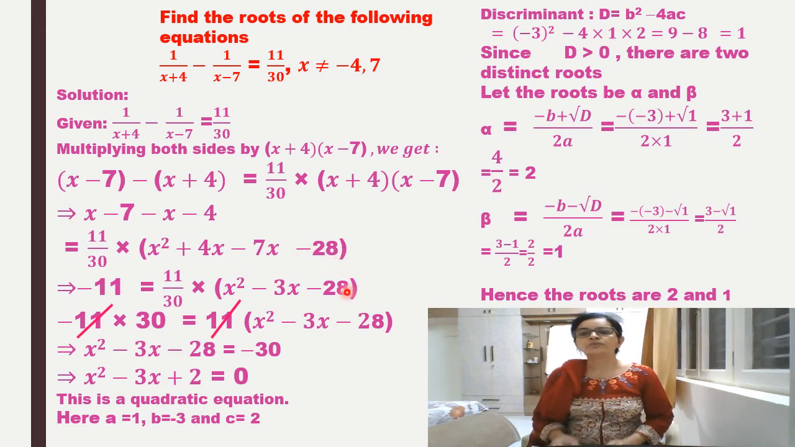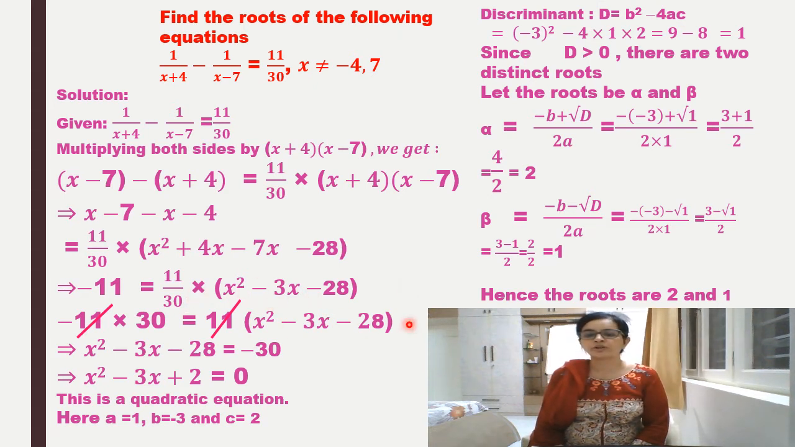Now can you understand which type of polynomial it is? It is a quadratic polynomial in the bracket. And in LHS there is a constant term minus 11. Multiply the whole equation with 30, you get minus 11 into 30. In RHS the 30 gets eliminated, and what is remaining in RHS? 11 multiplied by the quadratic polynomial.